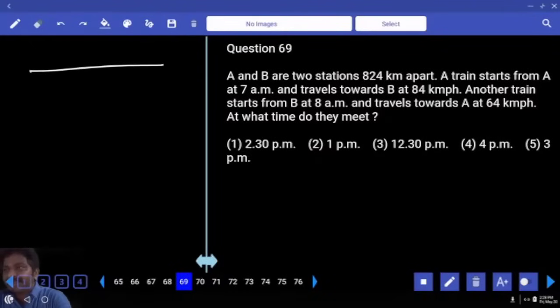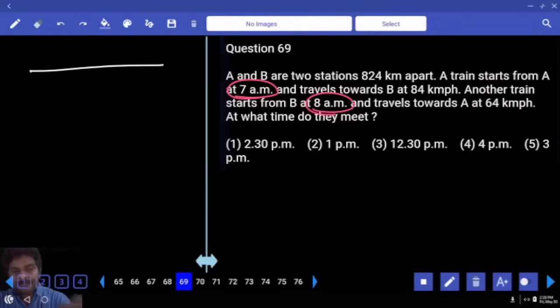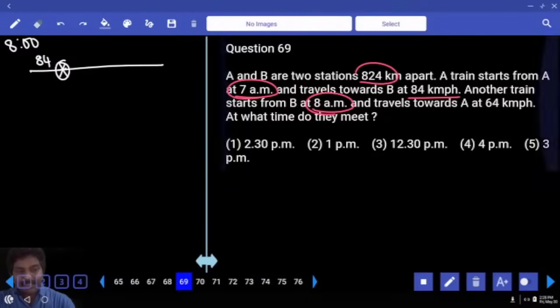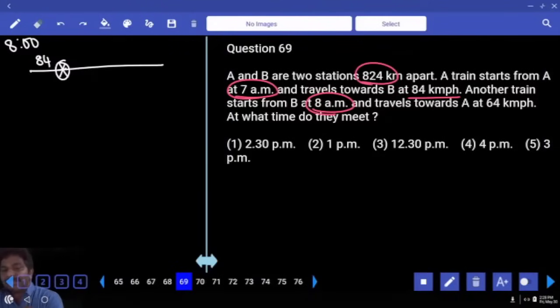Total distance is 824. First train started at 7, second one at 8. So let me take the position of both the trains at 8 o'clock. The first train has already started and covered some distance, whose speed is 84 km per hour. It was in journey for the last 1 hour. So 84 kilometers is already covered out of total 824. Then the remaining distance is 740.